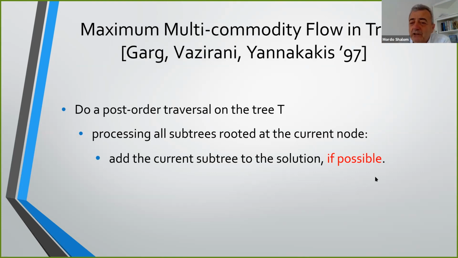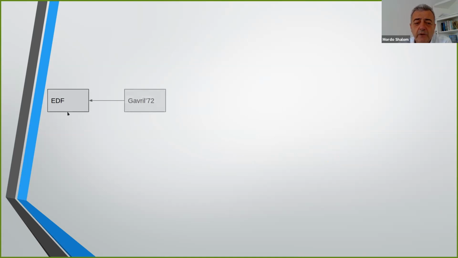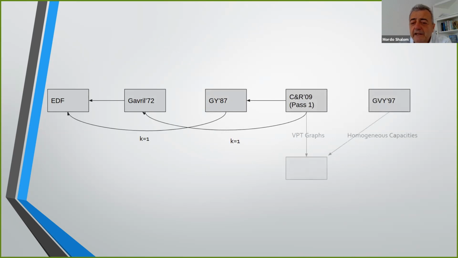Finally, we have the maximum multi-commodity flow problem in trees. They do exactly the same thing. They process the tree in a bottom-up way. At every node, they look at the subtrees. In their case, the subtrees are paths. They add it to the solution if possible. Okay, the same algorithm all the time. And if you take this algorithm and go to the special cases, you obtain the same algorithm in the same run. So you have this relationship between the algorithms.